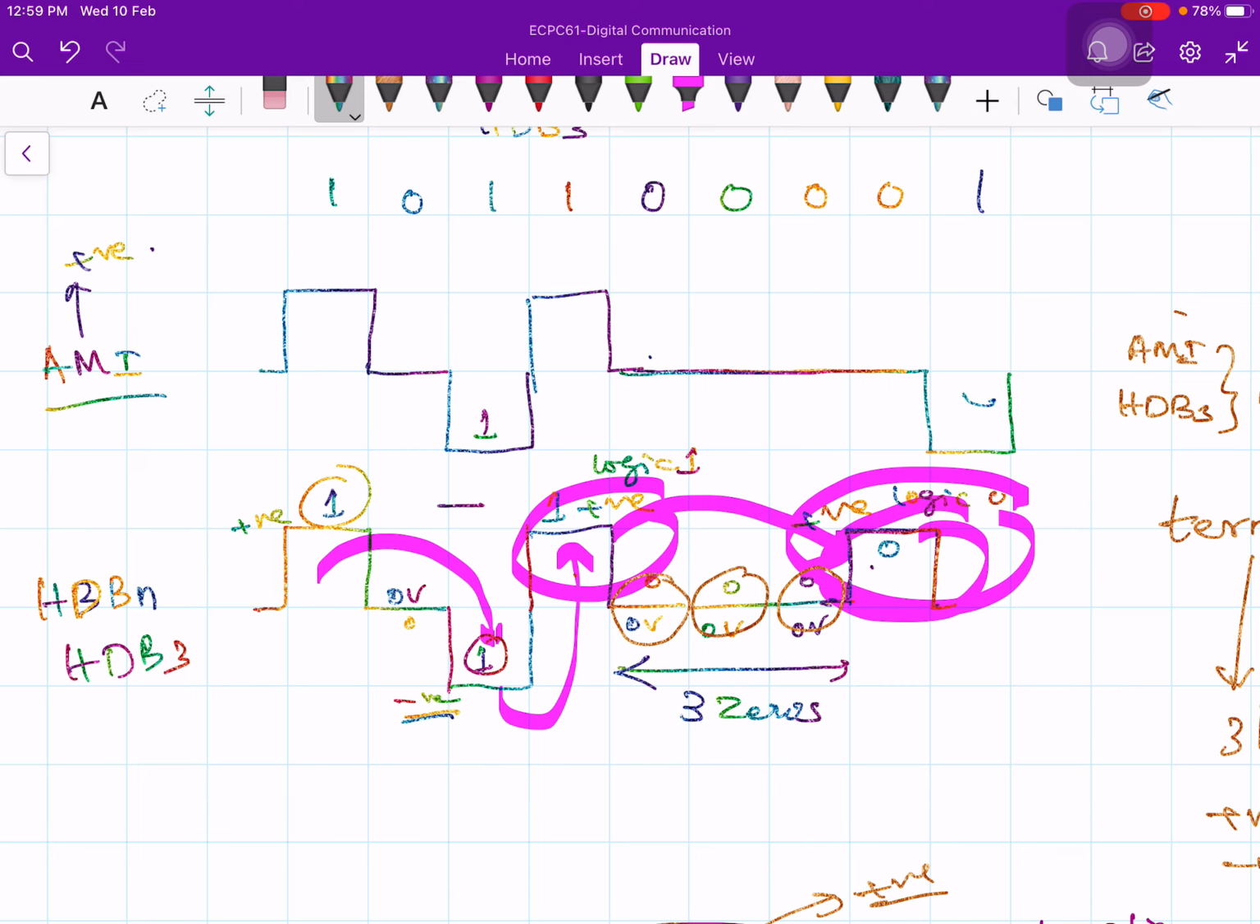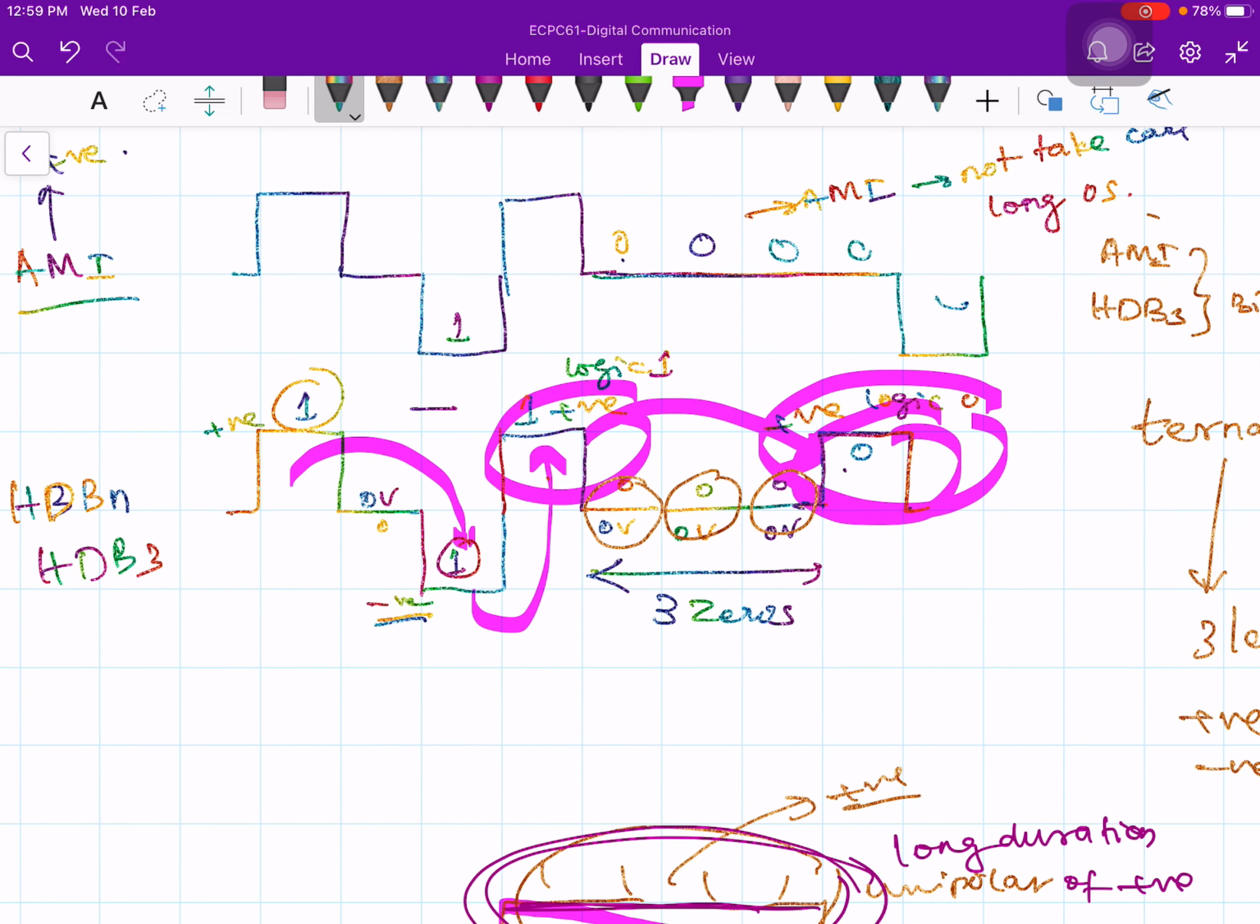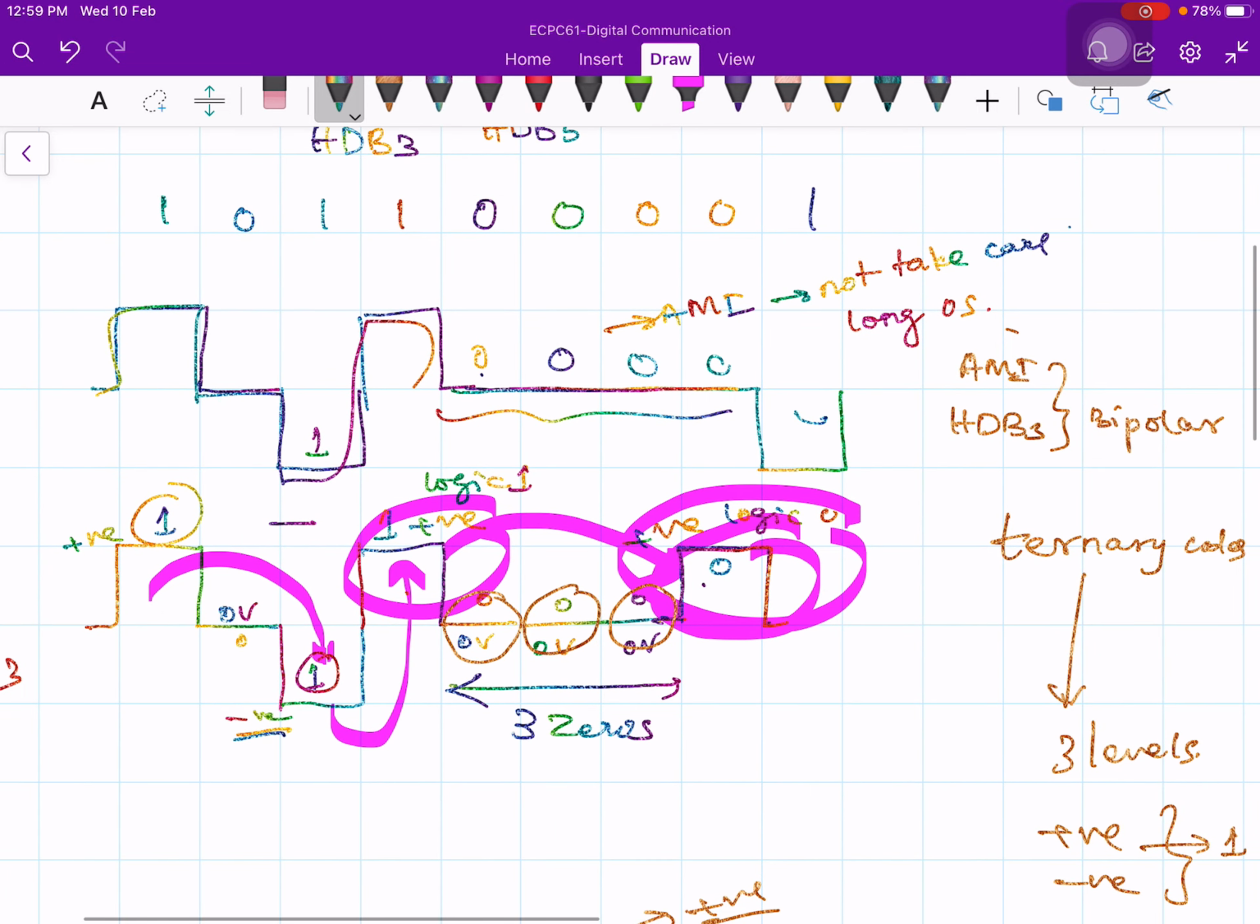Okay, here 0, 0, 0, long string of zeros. Therefore, if you take AMI, it will not take care of long zeros. Okay, it will not take care of long string of zeros. So it will only take care of long string of ones. Whenever you have long string of ones, it keeps on alternating between positive voltage and negative voltage. But the moment you get long string of zeros, that is not taken care of by AMI. So that is the disadvantage. So the AMI will not take care of long string of zeros.